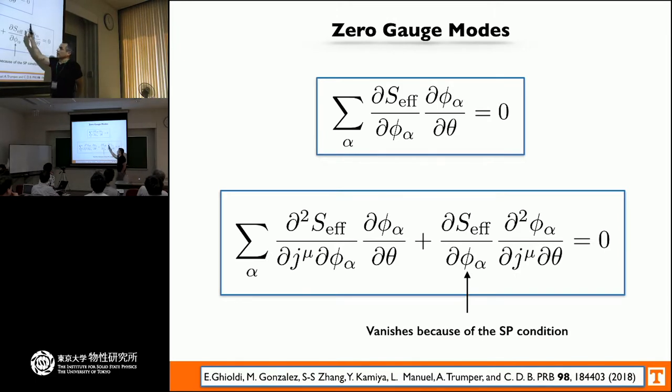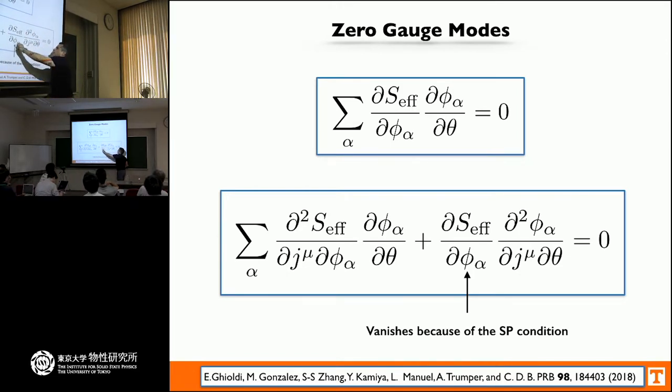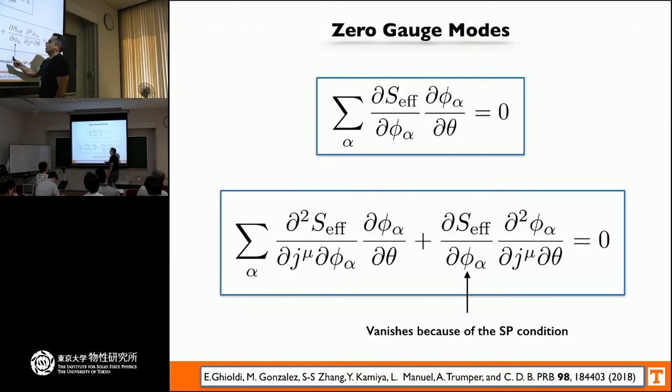And now I can take another derivative as a function of the sources and immediately get that, at the saddle point, this term is zero by definition of the saddle point action. Then basically this loop that I was describing here, the second derivative, acting on the zero gauge modes is exactly zero.